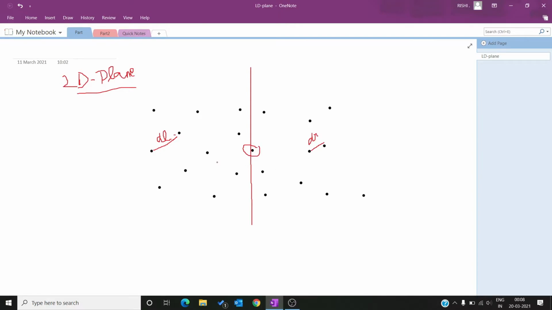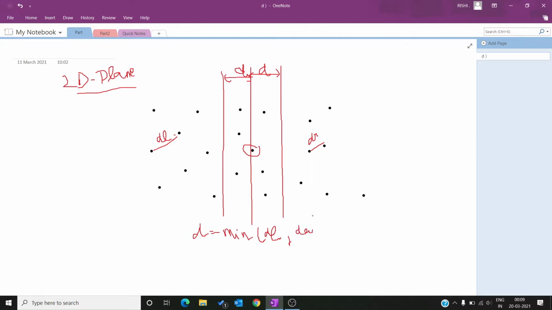So it is possible that the closest pair may be formed by points on opposite sides of this line. So what we do is we draw a strip like this, and the distance here will be D. So what is D here? D is the minimum of DL and DR.